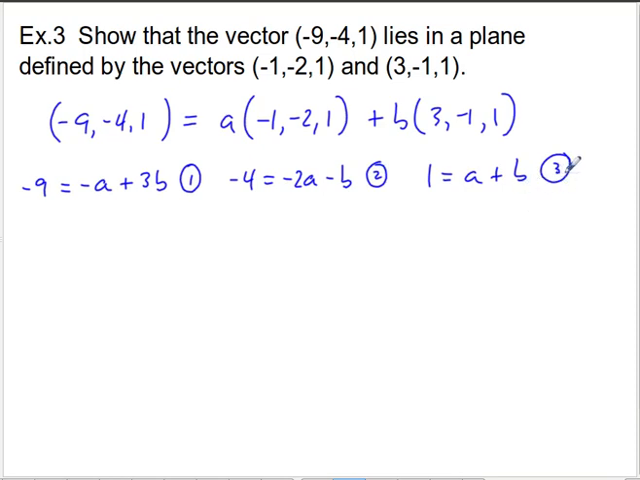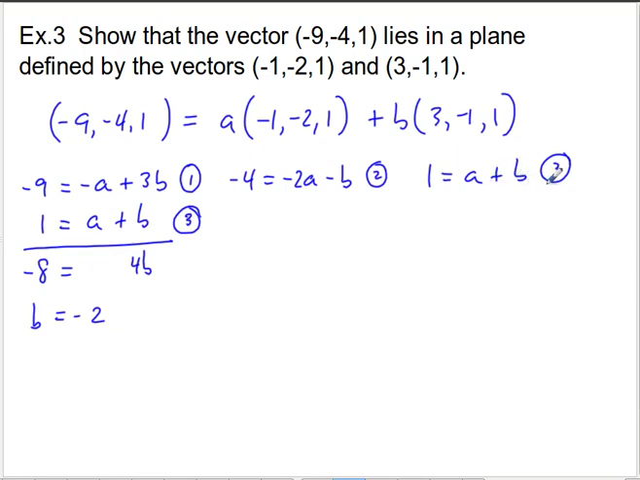I'm now going to try solving. I take a look. I'm actually ready to take equation 3 and put it right here: 1 equals a plus b. I add these together. I get -8 equals 0 plus 4b. So I immediately get b equals -2.